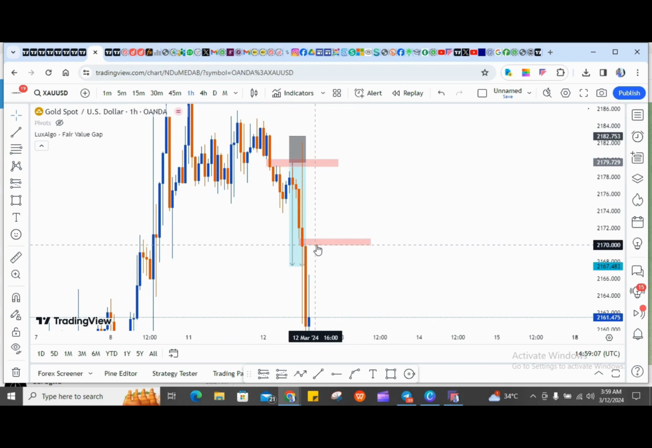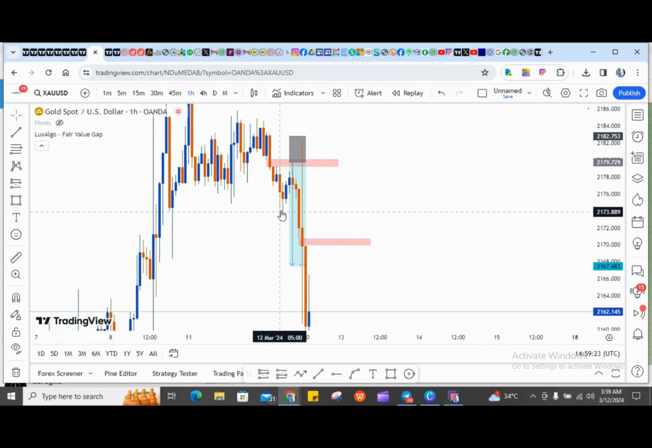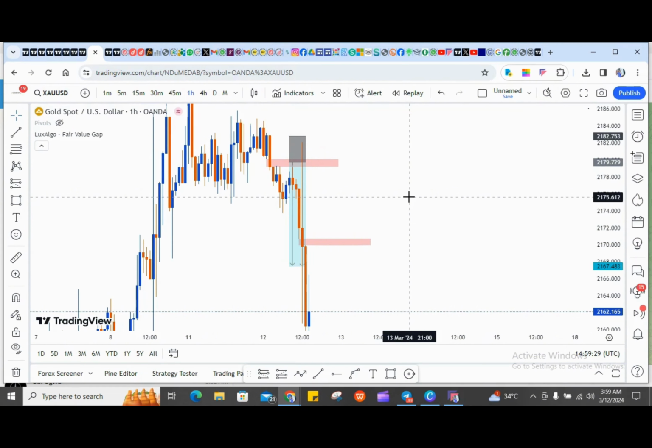Now, before price got to this part where it's showing this other fair value gap, if you notice, price was at this place when this fair value gap was visible. If you listen to the definition of a fair value gap, it states that price will always want to go back to the fair value gap, retrace back to it, then continue its direction or movement.